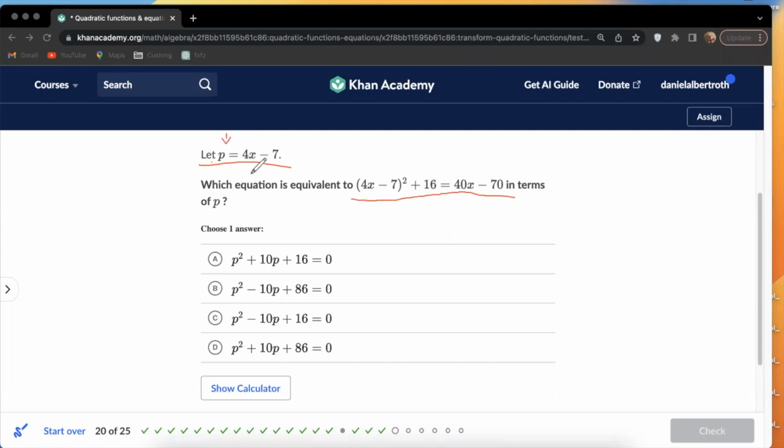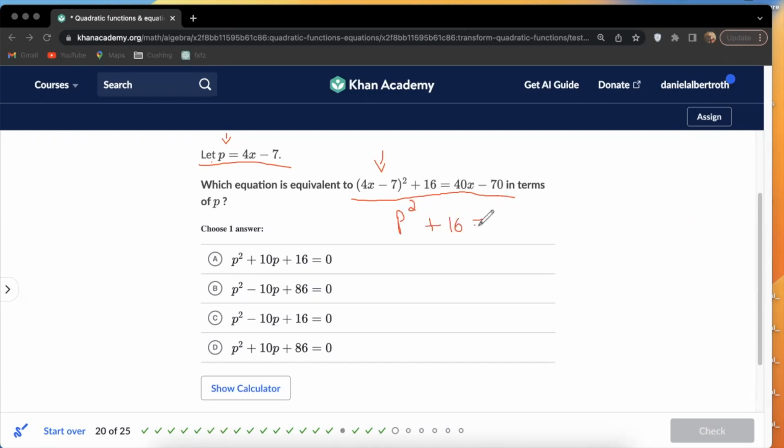So they set it up nice and easy for us, where what's in parentheses, when you see questions like this in the tests or quizzes, typically whatever's being squared, that is P. That's what you're going to substitute in. So if I'm rewriting this equation, instead of 4x minus 7, I can now call it P. So P is squared, 4x minus 7 is squared, but it's now P plus 16.